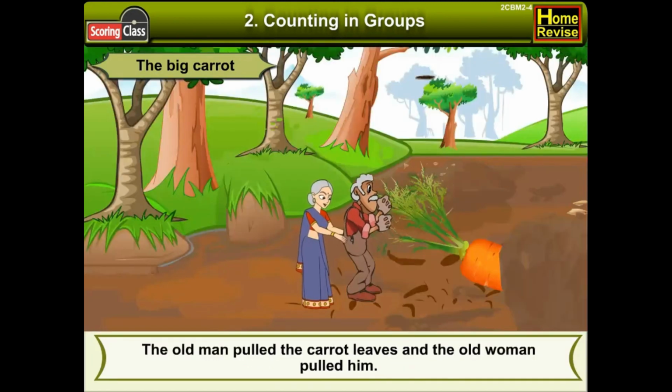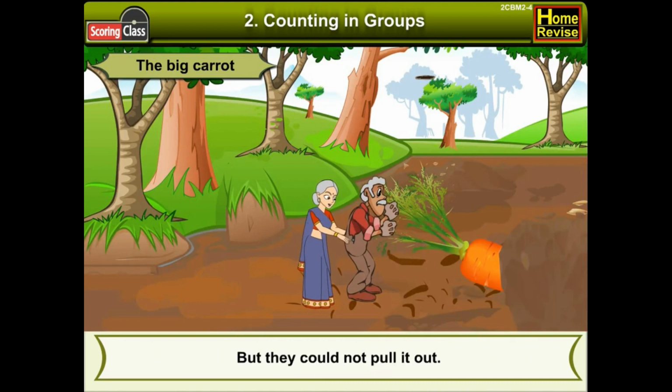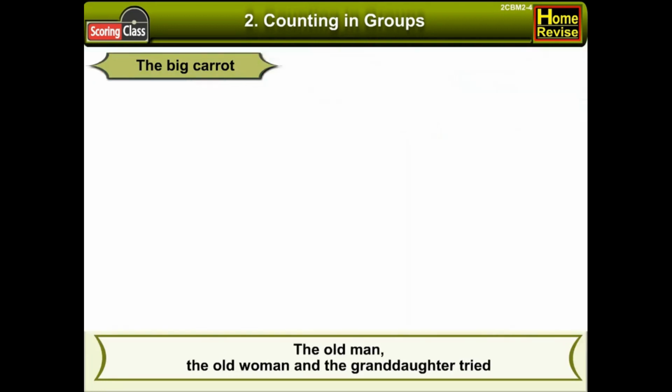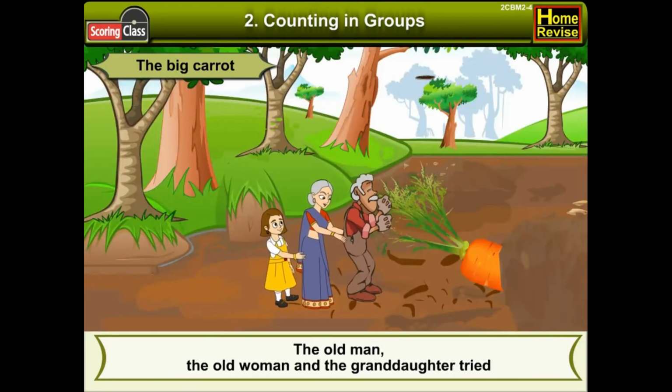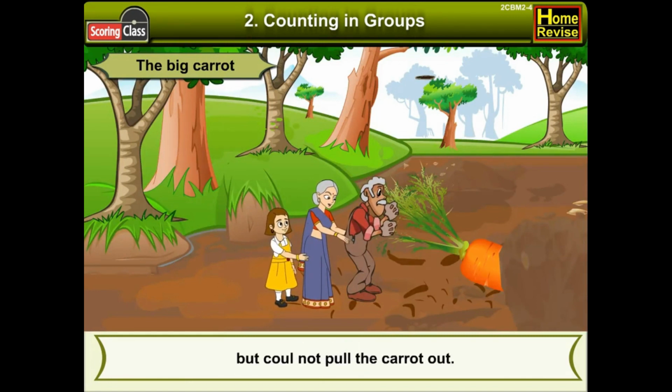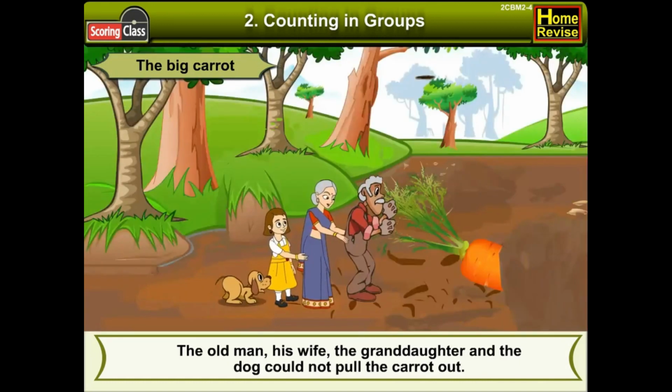The old man pulled the carrot leaves, and the old woman pulled him, but they could not pull it out. The old woman called her granddaughter. The old man, the old woman, and the granddaughter tried, but could not pull the carrot out. The granddaughter called the dog. The old man, his wife, the granddaughter, and the dog could not pull the carrot out.